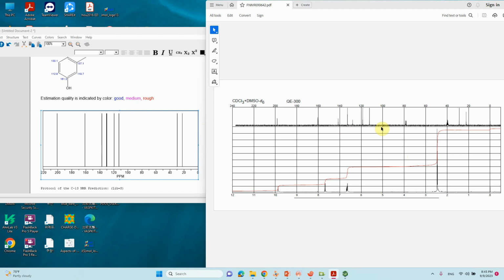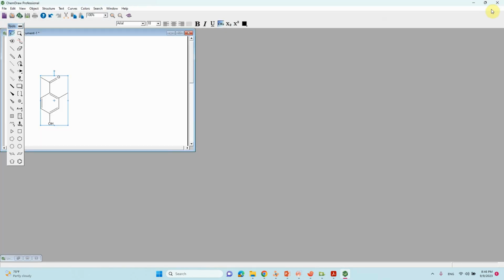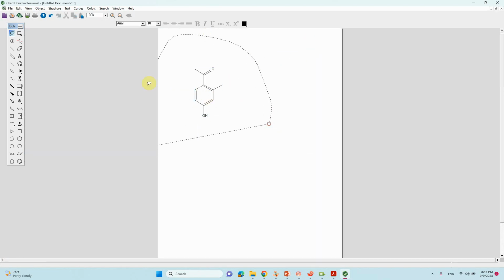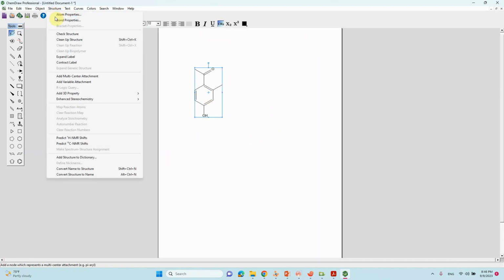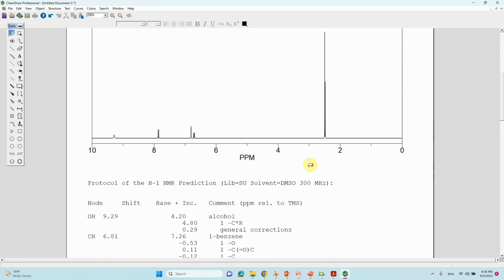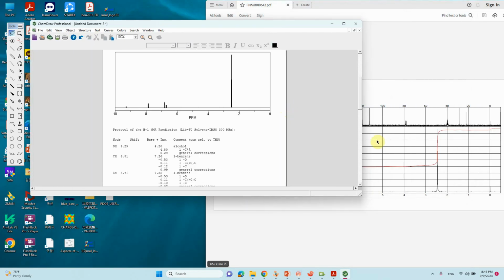You can also compare your experimentally synthesized compound with ChemDraw to match the NMR. Next we will see the proton NMR spectra. You can minimize this. Again we can select this, already selected. Go to Structure, and you can predict the proton NMR shifts. This is the proton NMR shift of that molecule. We can also compare with this one.